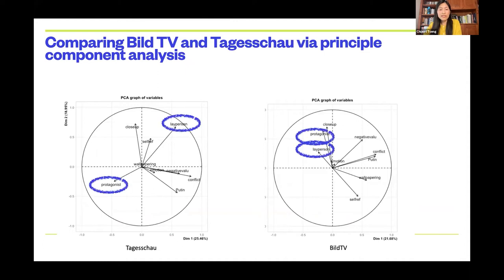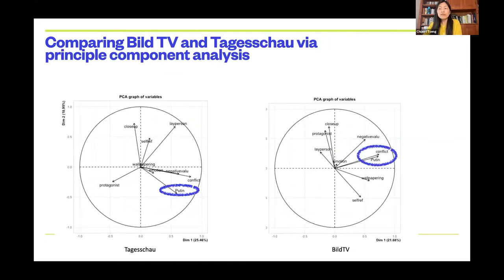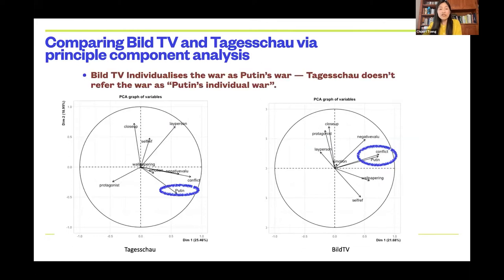The most obvious one is probably layperson and protagonist in Tagesschau. These two are almost in opposite directions, while in Bild TV, they are close together. So Tagesschau distinguishes two subtypes of individualization, protagonist-oriented and layperson-oriented reports, while Bild TV mixes the two. Another obvious difference is Putin. In the Bild TV graph on the right side, Putin is bundled very closely to conflict, while in Tagesschau he is rather independent. So Bild TV individualizes the war as specifically Putin's personal war, but Tagesschau doesn't really refer to the war as Putin's individual war.